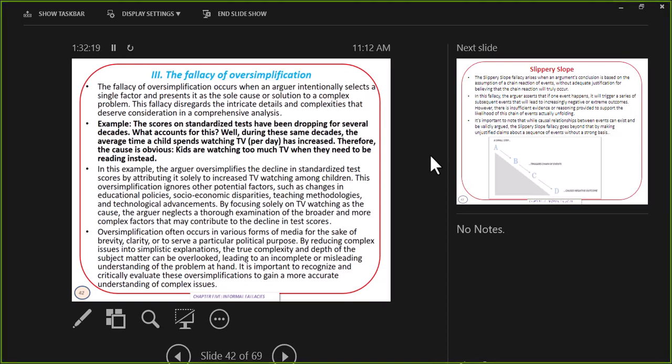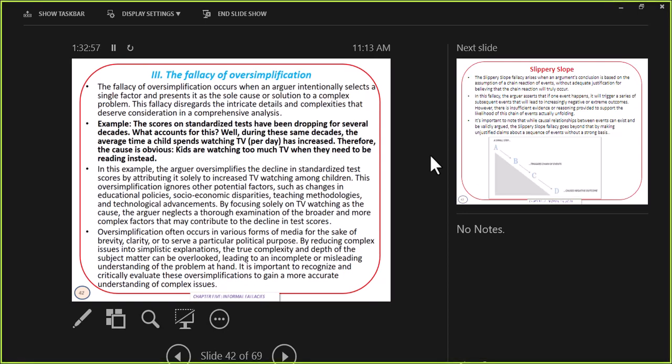But the arguer selects only one factor and presents it as the sole factor. The scores in standardized tests have been dropping for several years. Why? Because kids are spending too much of their time watching TV. This is typically what? Oversimplification. It presents one factor and emphasizes it as if it is the sole factor by neglecting details, by neglecting other factors that play an important or even more important role than the factor mentioned in the argument, right?